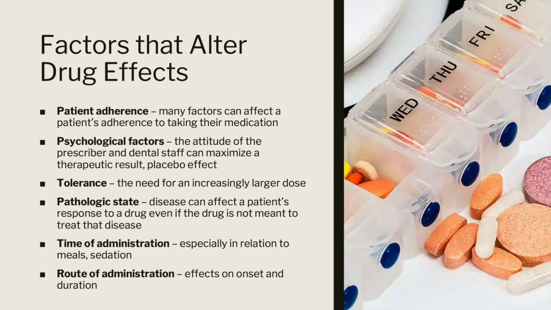And then we also have route of administration. This is obviously going to affect the onset, so how quickly something reacts. If we take something orally, like a pill, remember it has to go through that whole process of disintegrating and being absorbed. Whereas if we give somebody a shot of something, it's going to have a quicker onset and be absorbed a lot more rapidly. The route of administration can also affect the duration, so how long the drugs will exert their effects.